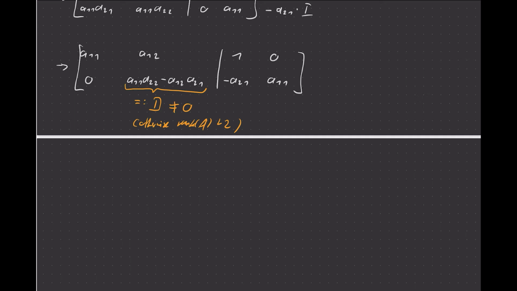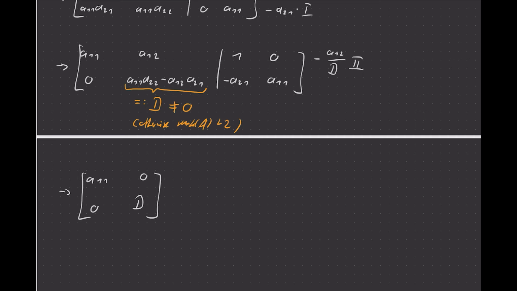Now if it's not 0, we can go on, and we want to have a 0 here. So basically we need to subtract A12 over D times the second row from the first one. And that's how we get A11 and 0 here. We get 0 and D here.